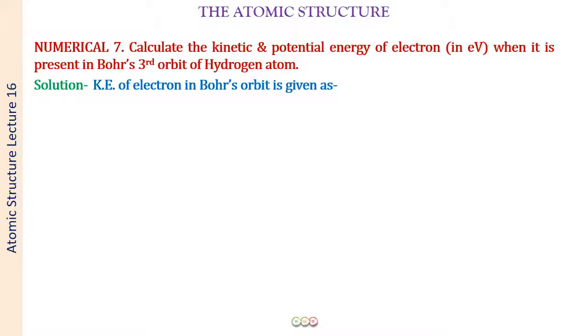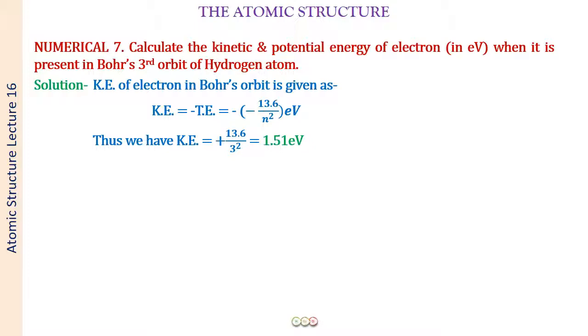So the kinetic energy of the electron in the Bohr's orbit is going to be equal to minus of the total energy. Remember, both the magnitudes were the same, only the sign was different. So for hydrogen atom, the total energy is minus 13.6 by n square, and negative of that gives kinetic energy 13.6 by n square. Because we have to calculate for the third orbit, n is 3, so we get the kinetic energy to be 1.51 electron volt.